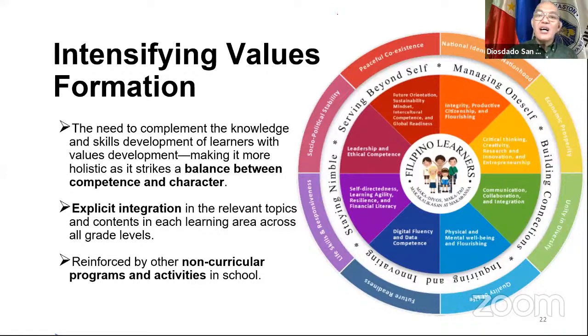This is not yet the final version, but we have identified 8 things our learners should be able to accomplish after the K-12. In addition to those that I mentioned, ito yung latest version. Peaceful coexistence, meaning future orientation, sustainability mindset, intercultural competence, and global readiness, sense of nationhood, integrity, productive citizenship, and flourishing, economic prosperity, possessing critical thinking, creativity, research and innovation, and entrepreneurship skills. And then in terms of unity and diversity, being able to communicate well, collaborate, and integrate with others.